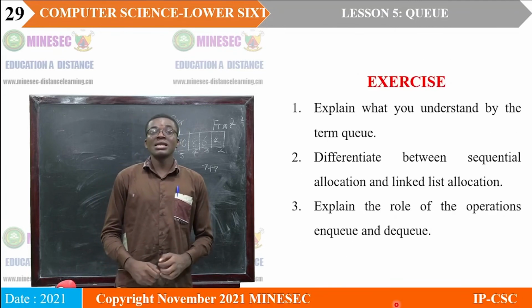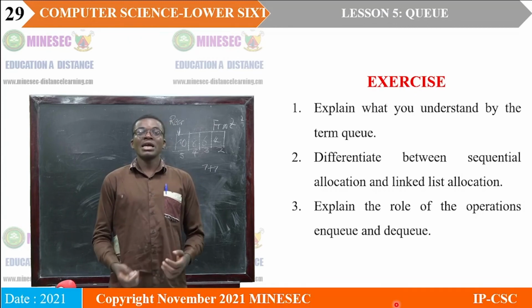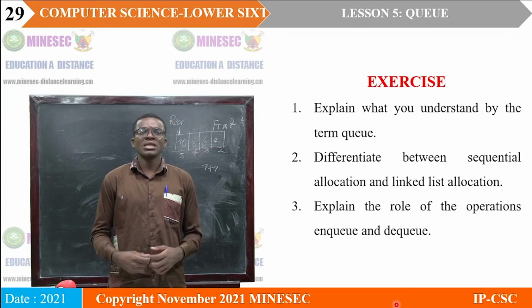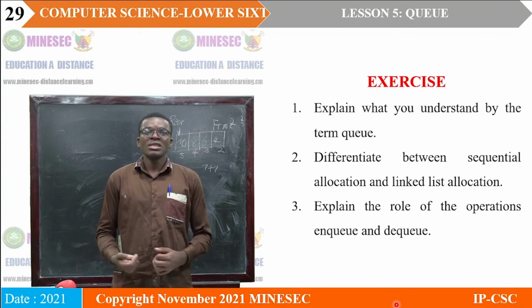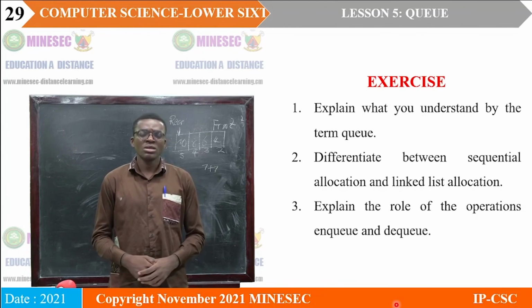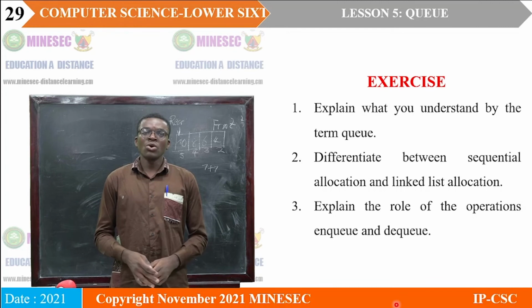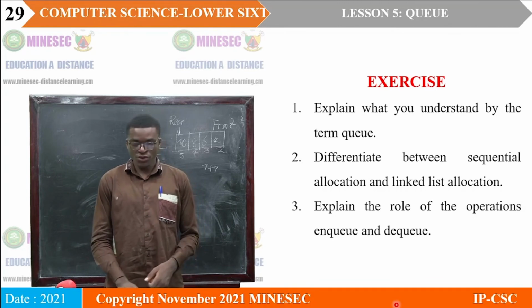To better understand what you're seeing, we are going to look at some exercises. Exercise 1: Explain what you understand by the term queue. Exercise 2: Differentiate between sequential allocation and linked list allocation. Exercise 3: Explain the role of the operations enqueue and dequeue.